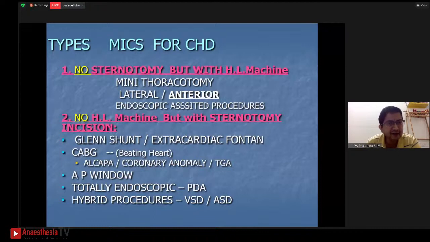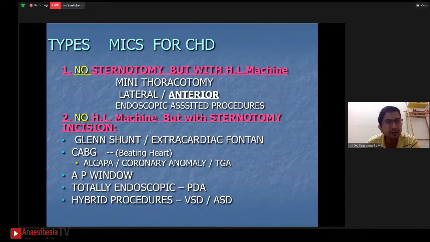And as I said, we have also extended this definition of minimally invasive, where we don't use a heart-lung machine but with a sternotomy, like where we do single ventricle procedures, where we do all three stages, either a PA band or a BT shunt, to a Glenn shunt, or even to an extracardiac Fontan on a beating heart. We have also done a CABG, that is like a LIMA to LAD in a 1-month-old child.